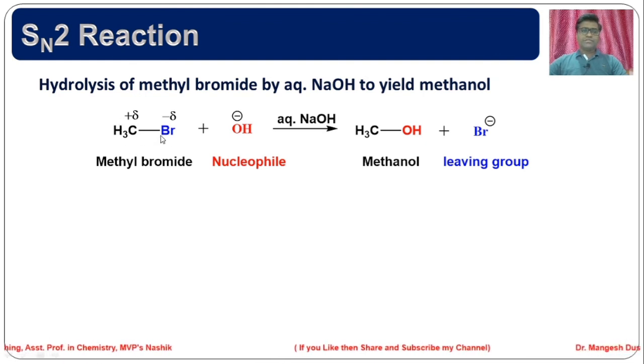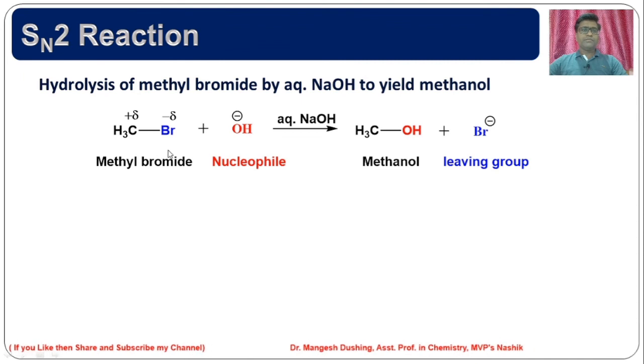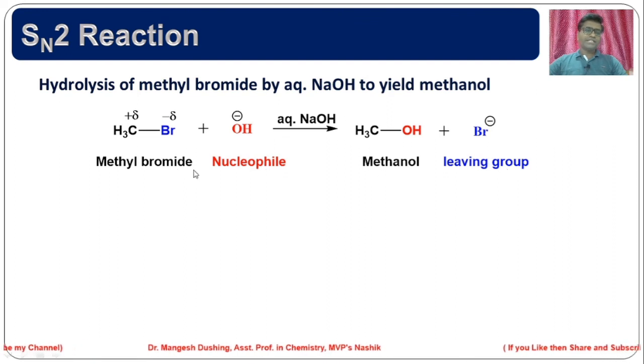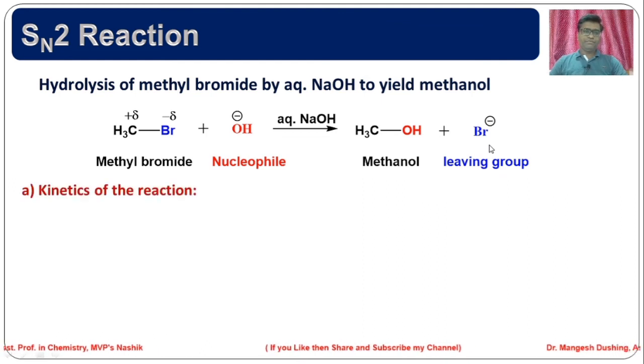This is the structure of methyl bromide. If you react it with aqueous NaOH, that OH minus acts as a nucleophile, then this OH minus attacks on this electropositive carbon, and Br minus will leave. That's why that Br minus is called a leaving group. So in this reaction, methyl bromide is a reactant, OH minus acts as a nucleophile, while methanol is a product and Br minus is a leaving group.